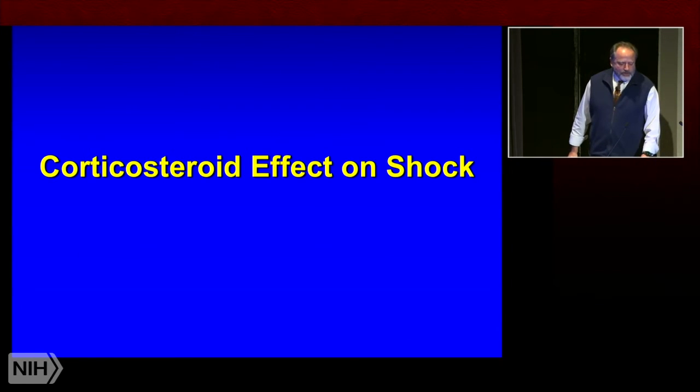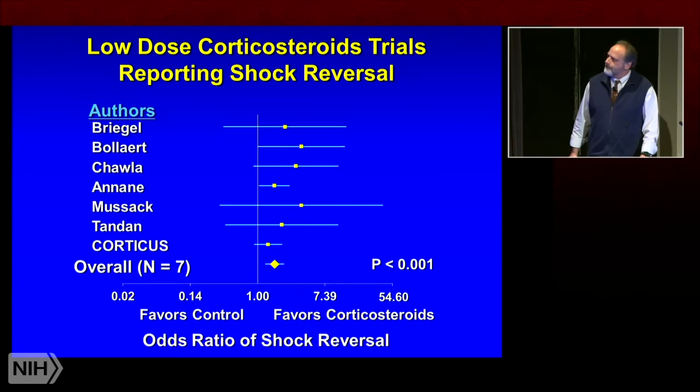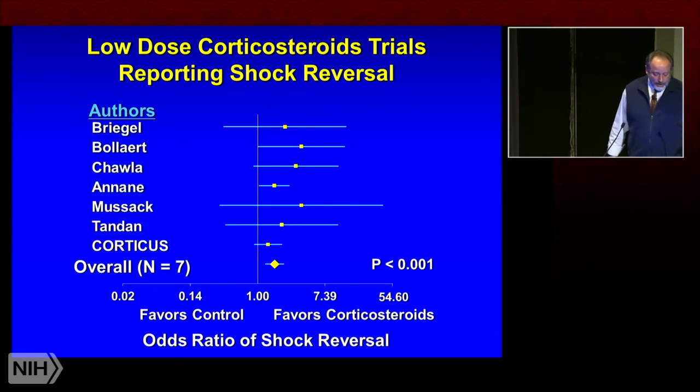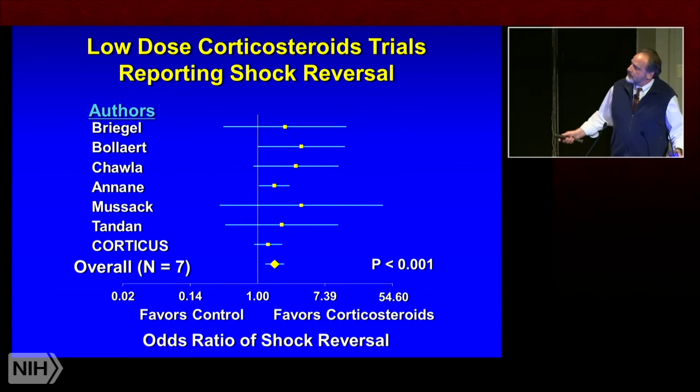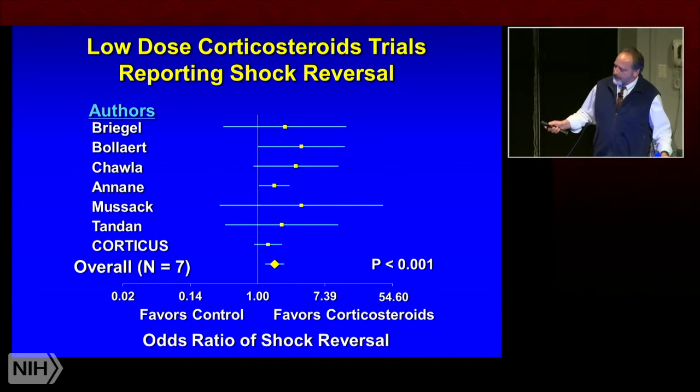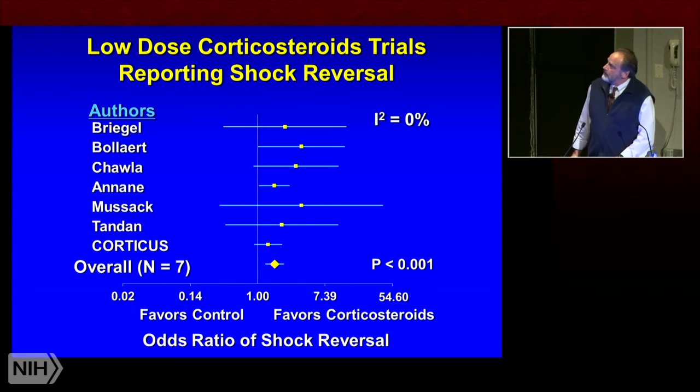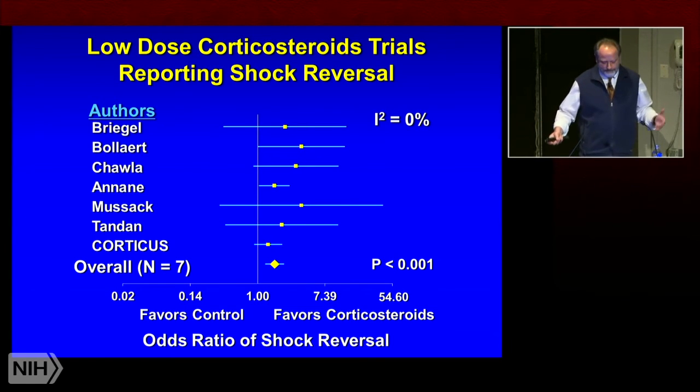So do corticosteroids have any effects that are consistent across these clinical trials, different from survival? And it turns out reversal of shock, or reversing the bad blood pressure, occurs earlier if you give steroids. And this is a very consistent effect. What's the I-squared? It's 0. And all the studies that reported it found the same thing, so this effect you'd believe.